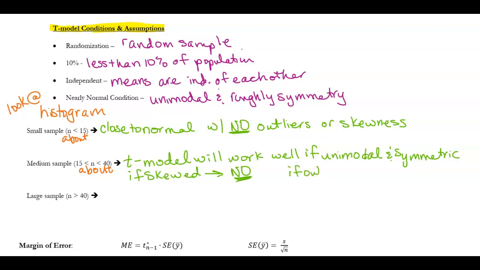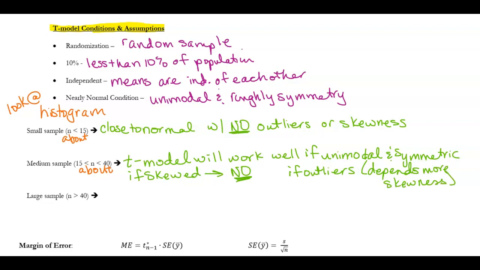If you have outliers, depending on how far they are, you have to look at it carefully and see whether or not you will do it. If the outliers are equal on both sides, then it should be okay. But if you have outliers just on the right side, then that's skewed, so you wouldn't want to do it. Okay? It kind of depends more on skewness.